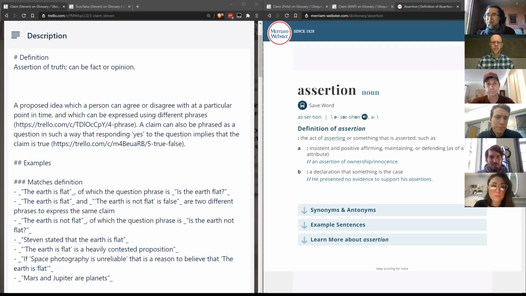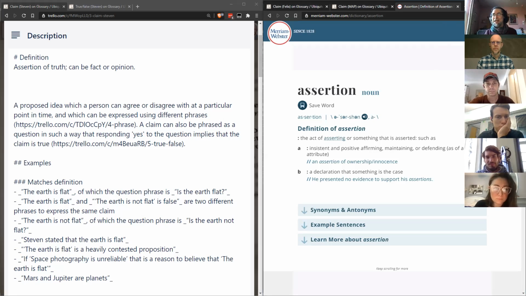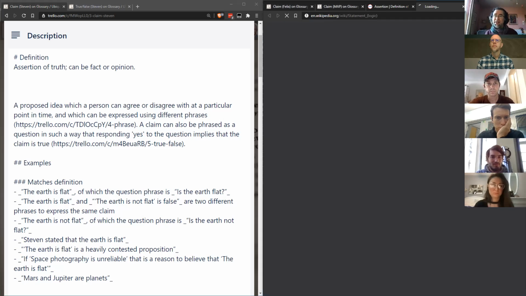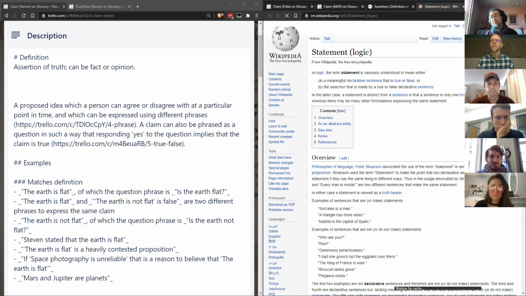Yep, a bit circular. A declarative sentence, or declaration, the most common type, commonly makes a statement. Example, I have to go to work. And statement is left undefined, not even linked. Damn it. But it's opposed to interrogative, exclamatory, imperative.